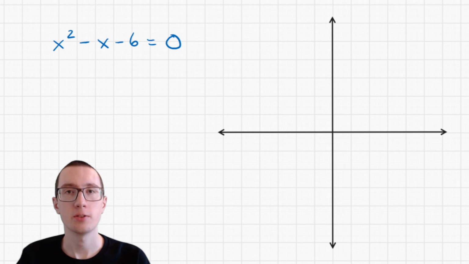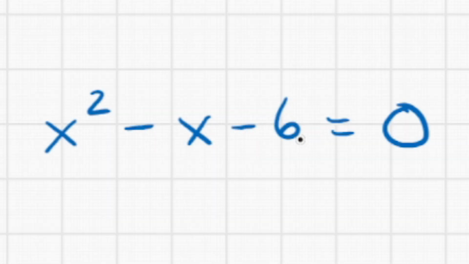It's time to start solving quadratic equations, and the first way you'll learn how to do it is with graphing. Alright, here's the problem that we'll be doing in this video. We have the equation x squared minus x minus 6 equals 0, and we need to solve for x.